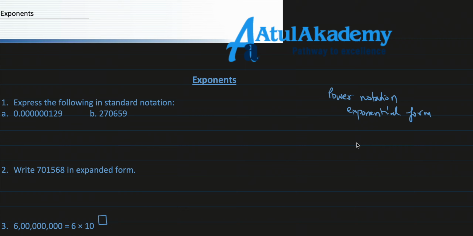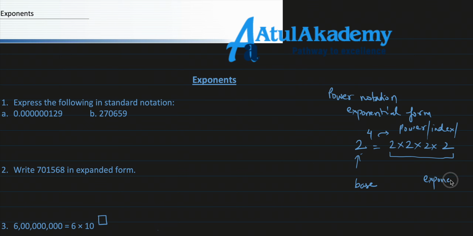Let me take an example, 2 raised by 4. Which means 2 is multiplied to itself 4 times like this. So instead of writing 2 four times multiplied, we just say 2 raised by 4. It's easy to write like that. So here 2 is called the base and this 4 is called either the power or the index, or it's an exponent of 2.